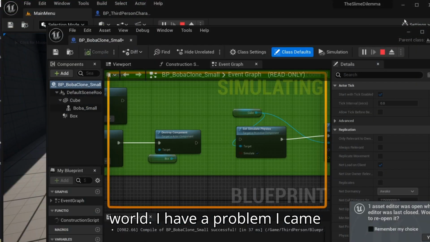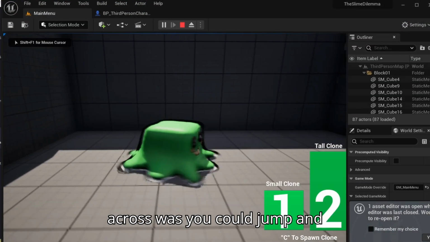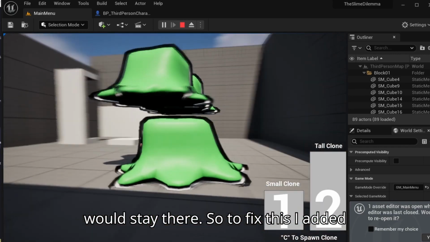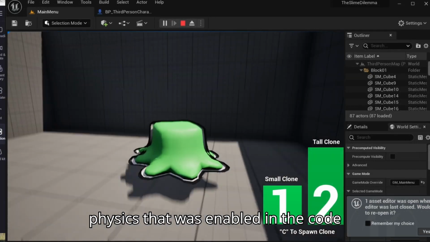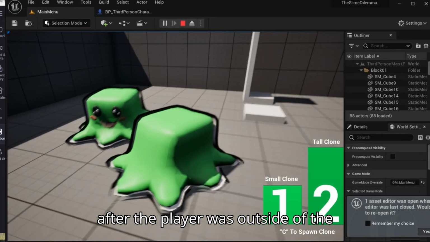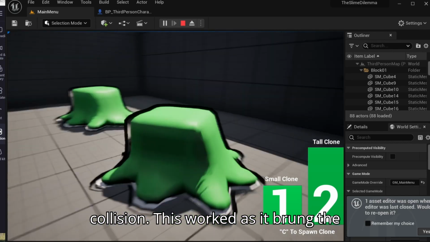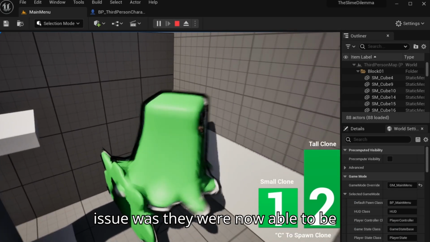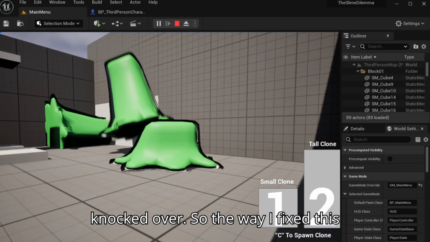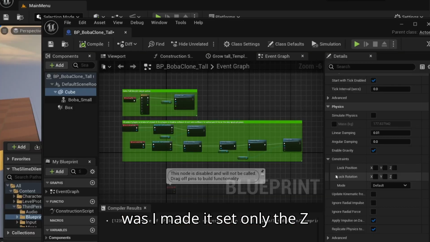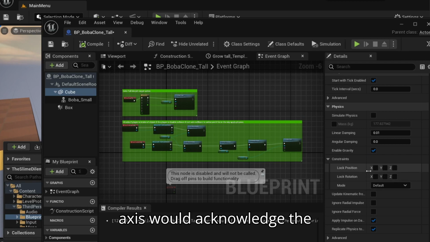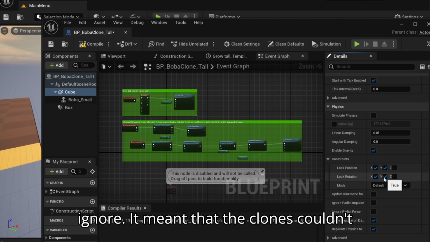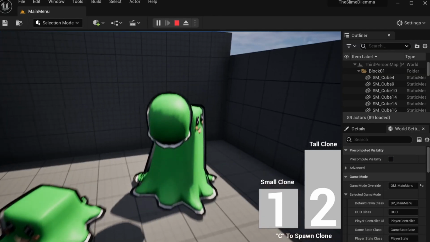Another problem I came across was that you could jump and spawn the clones in the air and they would stay there. So to fix this, I added physics that was enabled in the code after the player was outside of the collision. This worked as it brought the clones back down onto the plane. The only issue was they were now able to be knocked over. So the way I fixed this was I made it so that only the Z-axis would acknowledge the physics system and all other axes would ignore it. This meant that the clones couldn't be knocked over.